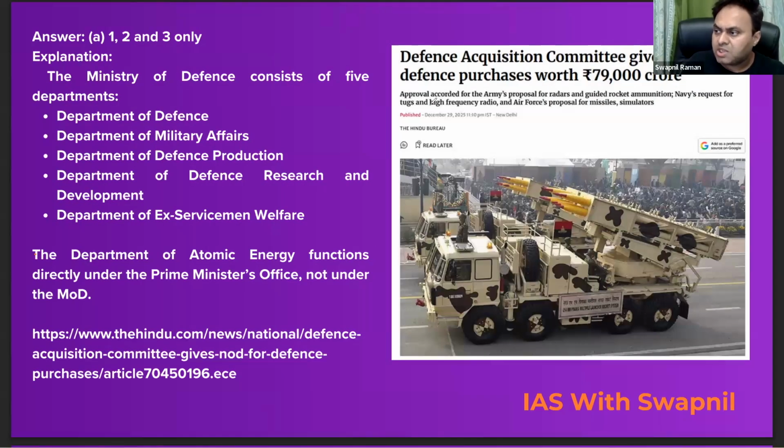Recently, an article was published in the Hindu, which talks about the defense acquisition committees not for recent defense purchases worth rupees 79,000 crore. Clear? तो यहाँ पे देखिएगा मिनिस्ट्री ऑफ डिफेंस में डिपार्टमेंट्स हैं, डिपार्टमेंट ऑफ डिफेंस, मिलिट्री अफेयर्स, डिफेंस प्रोडक्शन, DRDO एंड डिपार्टमेंट ऑफ एक्स सर्विसमैन वेलफेयर, राइट? वन मोर थिंग इज दैट याद रखिएगा कि डिफेंस एक्विजिशन कमेटी जो है, डिफेंस एक्विजिशन काउंसिल, इसको हेड करते हैं डिफेंस मिनिस्टर, राइट?